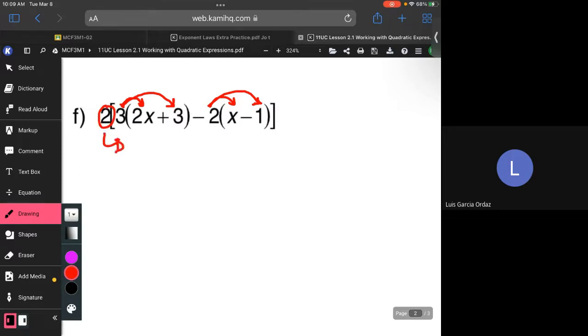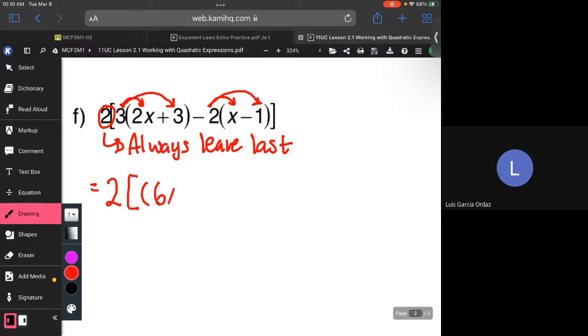That's more complicated. No, I meant like how last time we FOILed it and then distributed. Well, we don't have to FOIL here because we're not multiplying two brackets with each other. So if I distribute my 3 into 2x plus 3, what does that become? 6x plus 9.